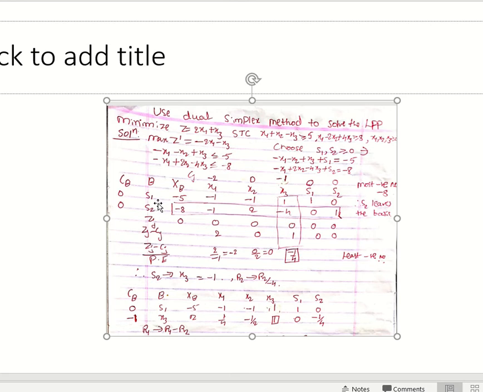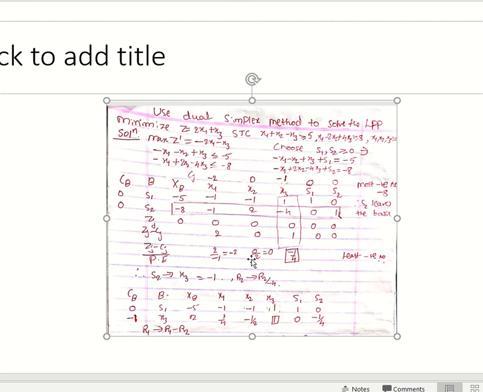So this expression will change to what? Here S1, here X3, and instead of 0, the X3 value is minus 1, replacing here. And we have to divide R2 by minus 4. So what are we getting? Minus 8 by minus 4 is 2. Minus 1 by minus 4 is 1 by 4.